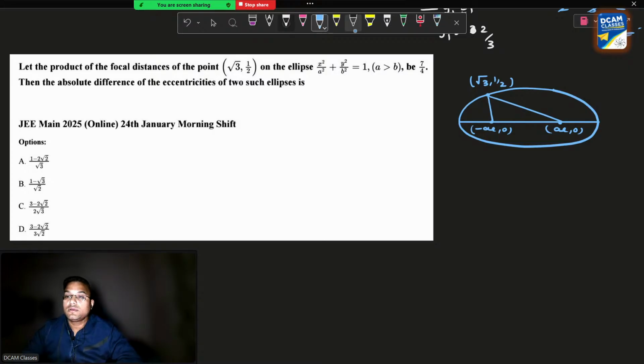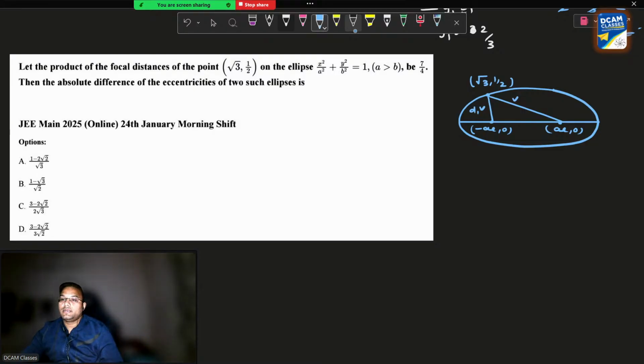Now, this distance into this distance is 7/4. d1 into d2, it's given. Now, what will happen? One more thing is there. You will find out a relation between a and b also. Actually, I should have given this question as a homework. I'm explaining you why two such ellipses are given. So you will get some relation in a and e using this relation.